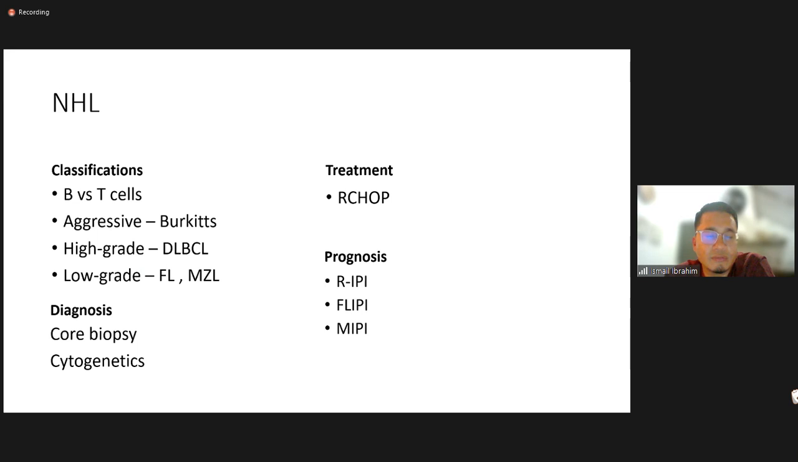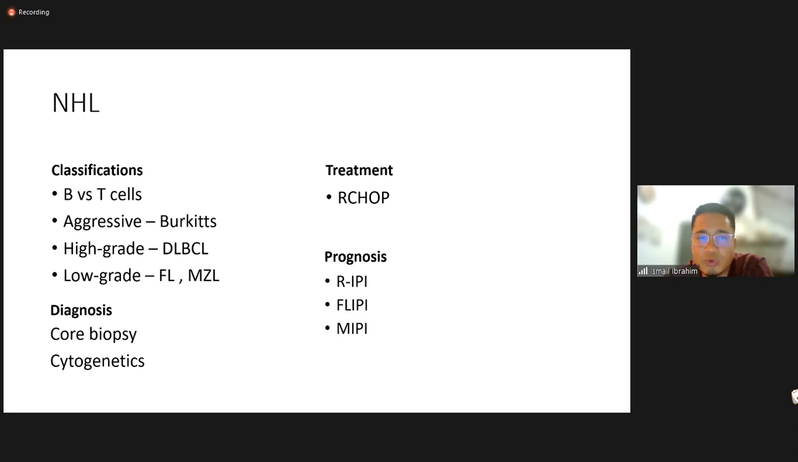So next group is non-Hodgkin lymphoma. It is a very big family of non-Hodgkin lymphoma, so there's no way that we can cover it within this short period of time. But we can classify them either as B or T, aggressive, high grade, or low grade. The main way of diagnosing is by doing a core biopsy, and some conditions require cytogenetics. For example, your Burkitt's lymphoma is 8;14, your follicular lymphoma is 14;18, your mantle cell lymphoma is 11;14. So certain types of lymphoma have a very specific genetic mutation.